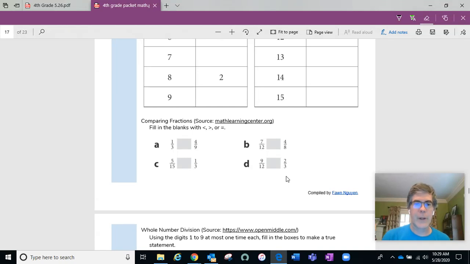We're reviewing fourth grade math, remote learning, week 4, day 1. And in this video, we're looking at comparing fractions. We have 4 sets of fractions, and we're using the greater than, less than, or equal signs to compare them.